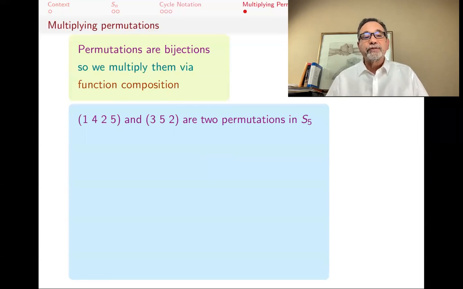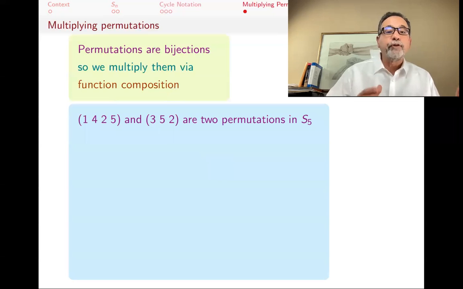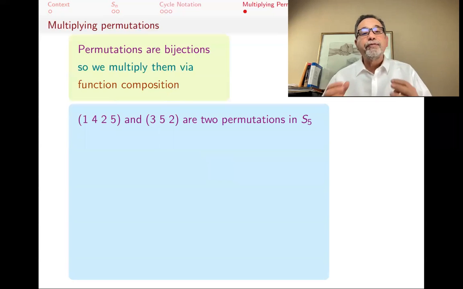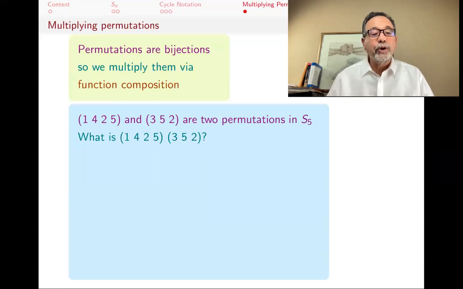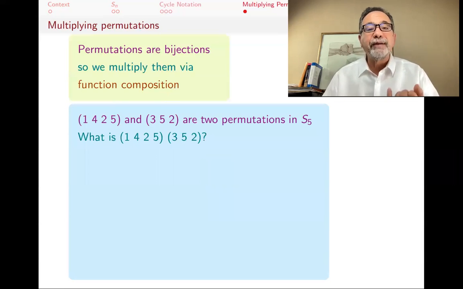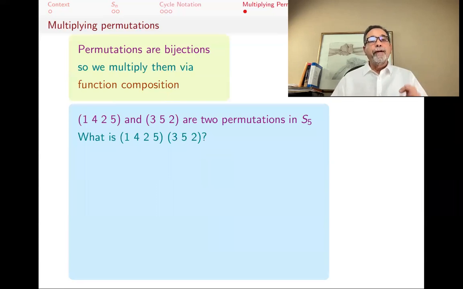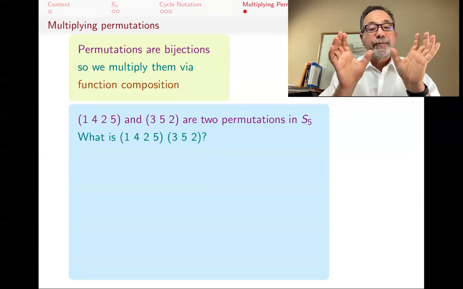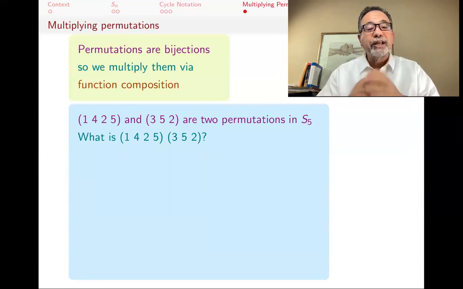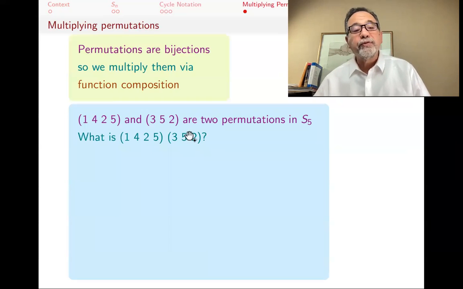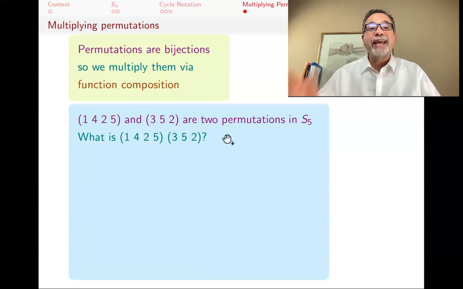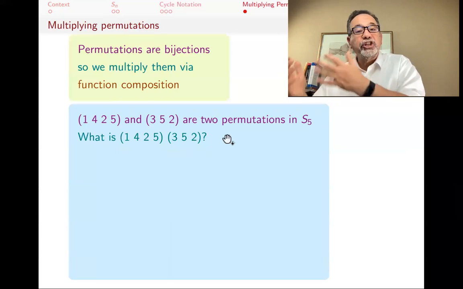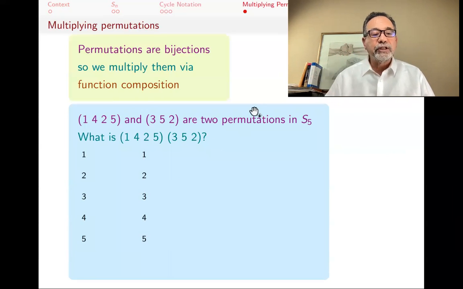We have two elements of S5 here, 1, 4, 2, 5, a 4-cycle, and 3, 5, 2, a 3-cycle. And these are two permutations in S5. And the question is, what's 1, 4, 2, 5 times 3, 5, 2? You have to remember, when you're multiplying functions, the way those functions are composed, you do the right-hand-most function first, and then you do the next one, f of g of x. G gets done first.